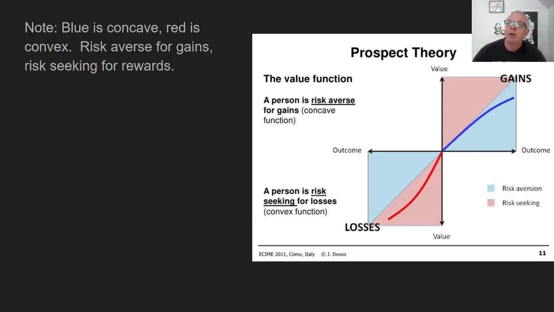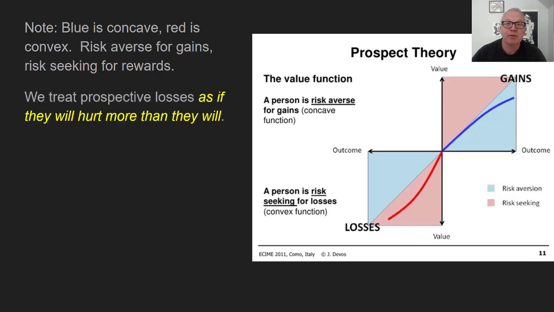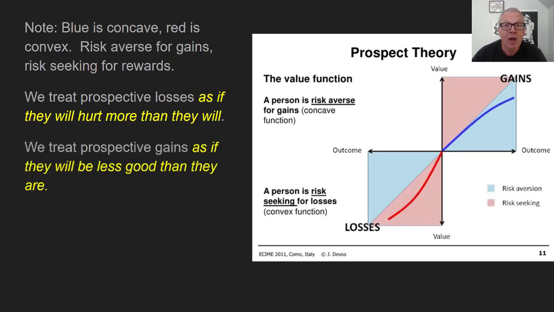First, the concave function, the red function, that's risk aversion, and we're risk averse. Oops, I got those backwards. The concave function is the blue line, and we're risk averse for gains, so we won't go out there and take on extra risk in those cases. But for losses, we will take on extra risks. And that's those examples of gambles we were looking at earlier. So we treat prospective losses as if they will hurt more than they actually will, and we treat prospective gains as if they will be less good than they actually are. And that's that blue line curving down below.